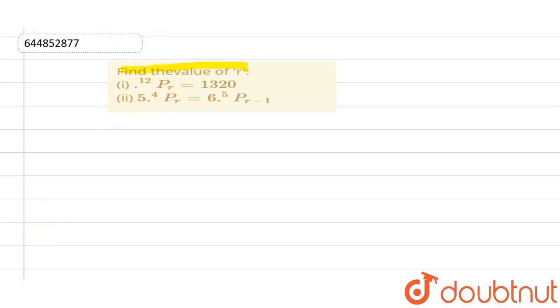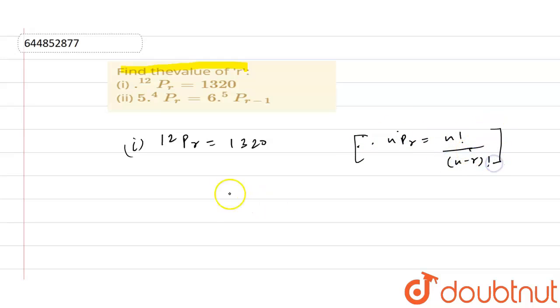The question given to us is: find the value of r, if 12PR is equal to 1320. We know the formula for permutation, nPr equals n factorial divided by (n minus r) factorial. So we can write it as 12 factorial divided by (12 minus r) factorial, that is equal to 1320.